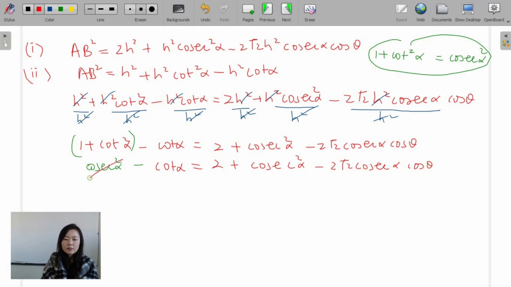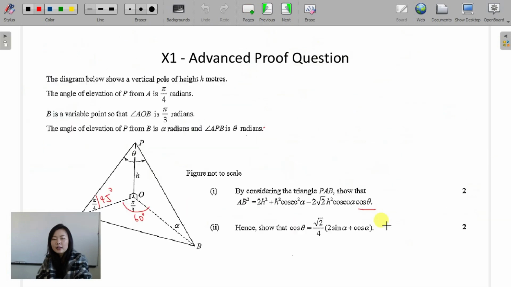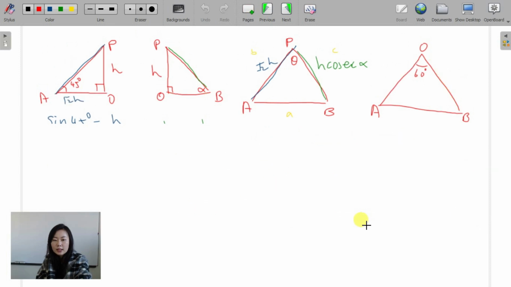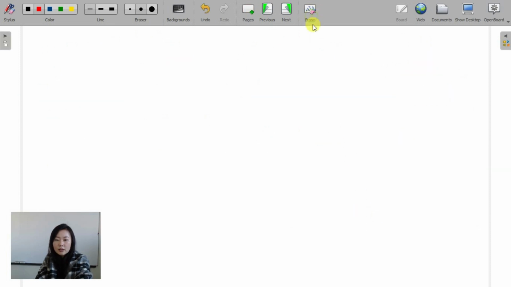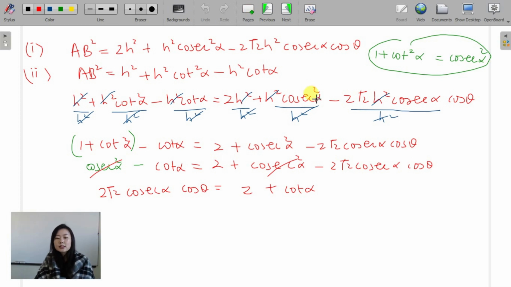Okay, so they end up cancelling. Yeah, it's on both sides. All right, what I'm going to do is move this term across to the left side, and move the cot alpha to the other side. Now the final answer is meant to have sine and cosine, so what I'm going to do next is make the ratios in terms of sine and cos.